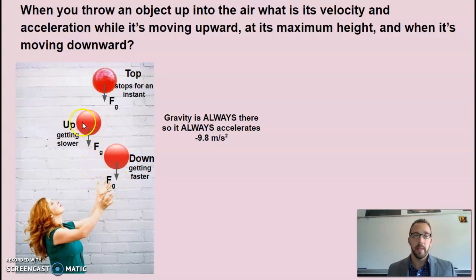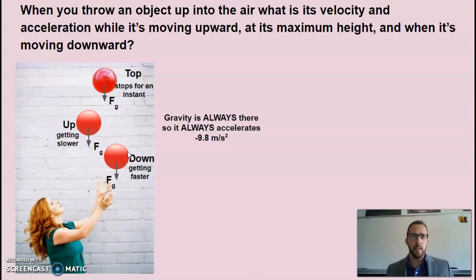Well, on the way up, it's negative 9.8 meters per second squared. At the highest point, it's negative 9.8 meters per second squared. And on the way down, it's negative 9.8 meters per second squared. That's because that negative 9.8 meters per second squared is a result of gravity pulling on every object that you might throw up into the air.